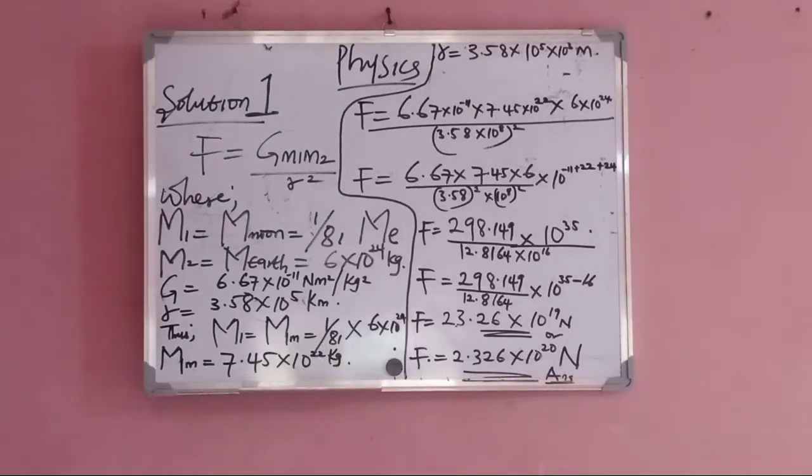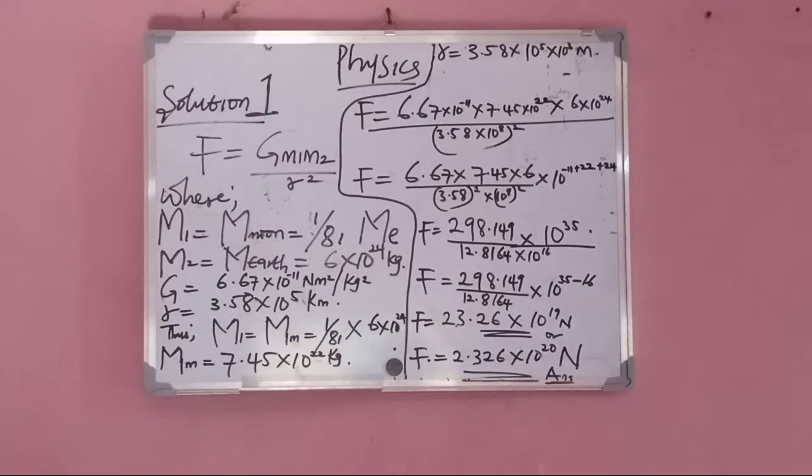Solve this question based on Newton's law of universal gravitation. The question says we should find the gravitational force of attraction between the moon and the earth if the mass of the moon is 1 over 81 times the mass of the earth. They gave us some parameters. They gave us that G equals 6.67 times 10 raised to power minus 11 Newton meter square per kilogram square.